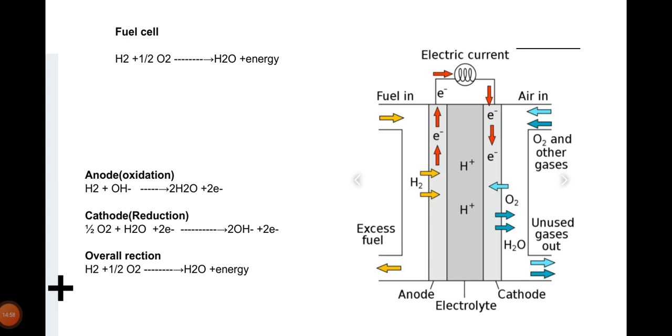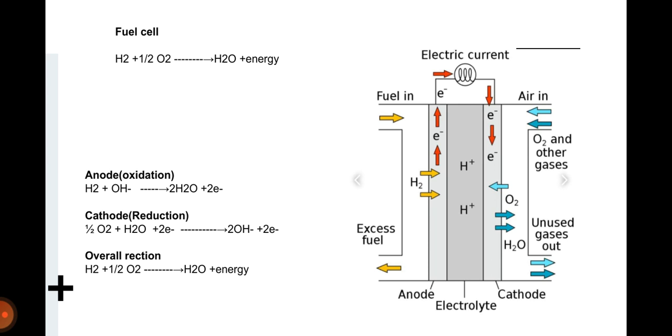In the design of the fuel cell, the fuel is oxidized and oxygen is reduced. The H2-O2 fuel cell is based on the combustion of hydrogen into water, that is, H2 plus oxygen giving H2O. As you burn it with oxygen, it produces water and energy.